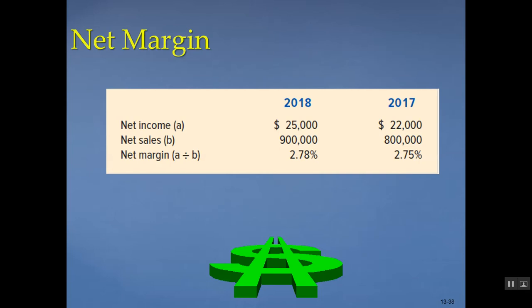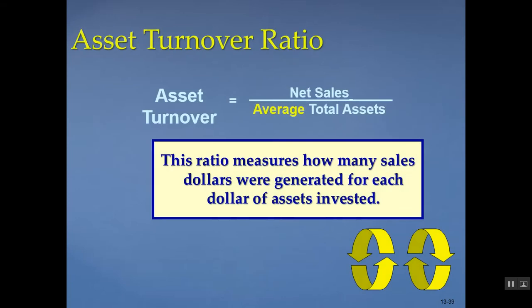So for the company, we're saying that the net margin is 2.78% in 2018. So for every dollar of sales, I'm keeping 2.78 cents. Higher is always better, and this is actually a really low net margin.